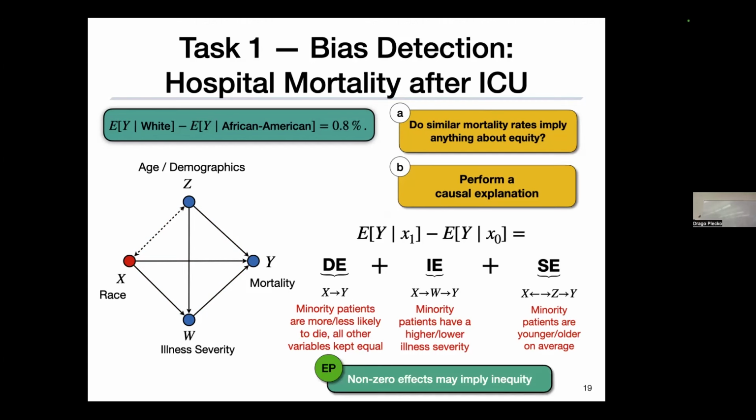And importantly, in terms of the equity principles that we are trying to look at here, if there is a non-zero effect, direct, indirect, or spurious, we need to go deeper and understand why there is a non-zero effect and whether this effect implies some kind of inequity.